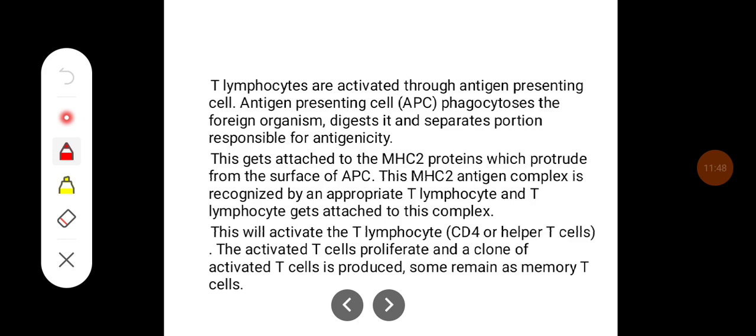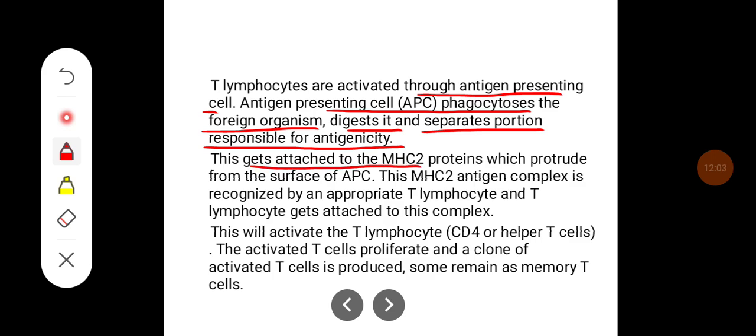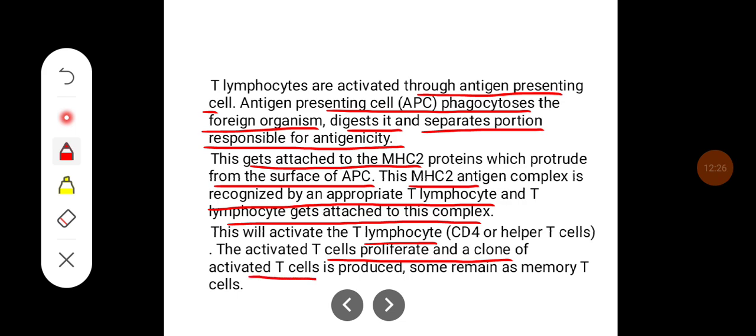T lymphocytes are activated through the antigen presenting cell. The antigen presenting cell phagocytoses the foreign organism, digests it, and separates the portion responsible for antigenicity. This gets attached to the MHC2 proteins which protrude from the surface of antigen presenting cells. So this MHC2 antigen complex is recognized by an appropriate T lymphocyte, and the T lymphocyte gets attached to this complex. This will activate the T lymphocytes, that is the CD4 or helper cells. The activated T cells proliferate and a clone of activated T cells is produced, and some remain as memory T cells.